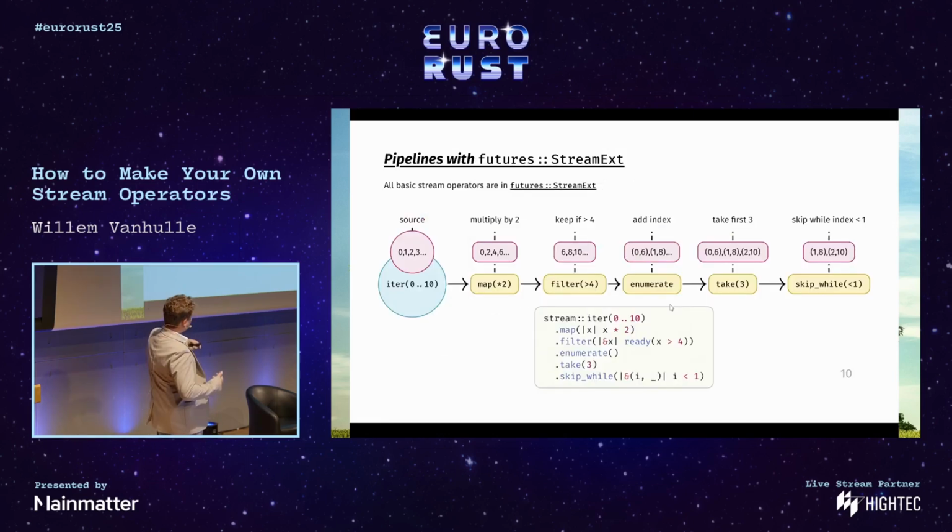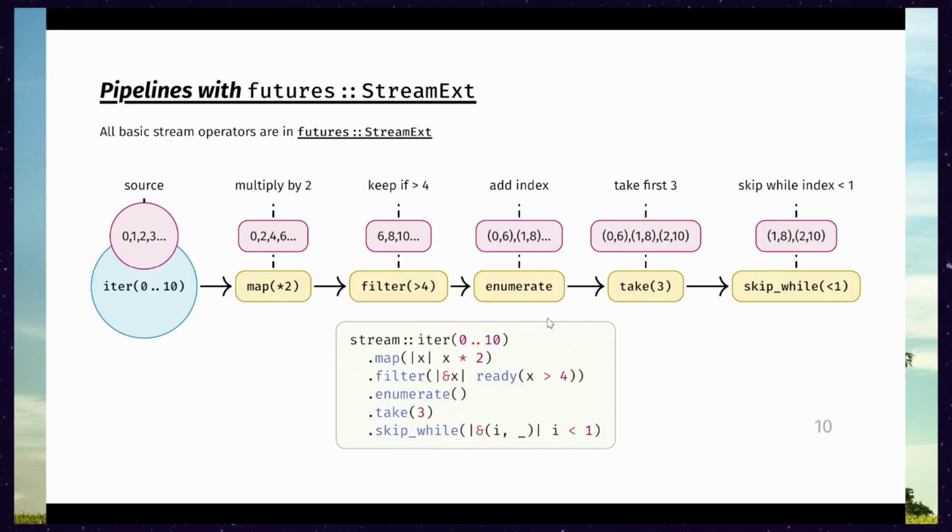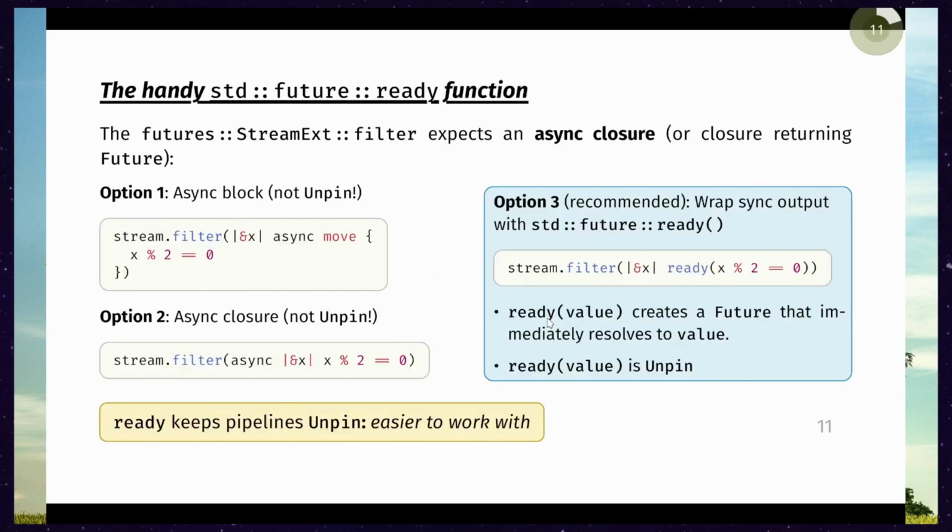So how do you work with stream operators? Well, you just build pipelines. You start with a source, and then you apply operators to it. And it's quite easy to see in the diagram. You go from left to right, directly mapping the data. And also in the code, it's quite easy to follow along. So that's the nice thing about streams in Rust.